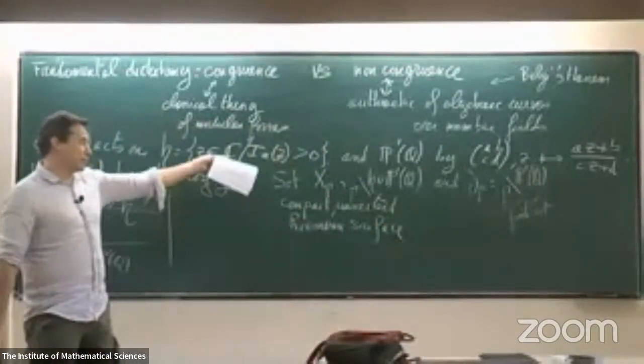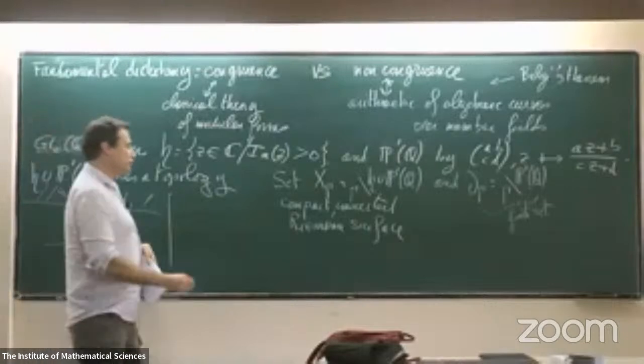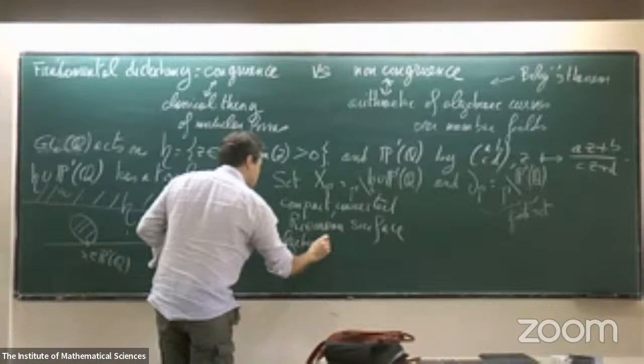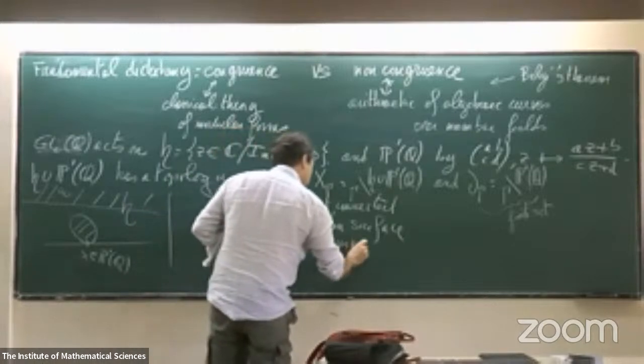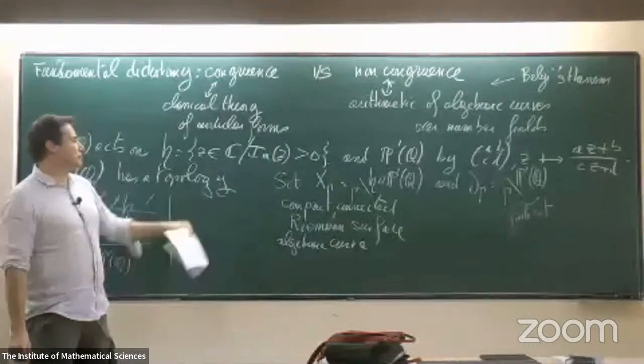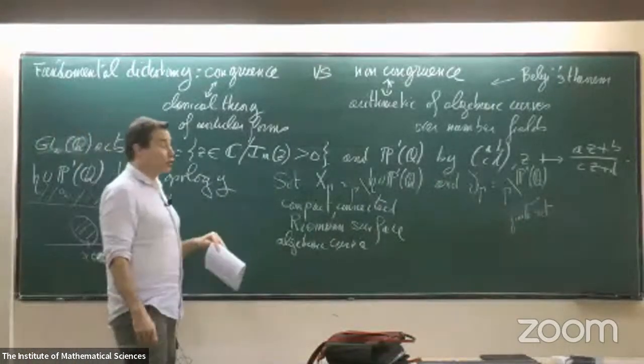And by the theory of Riemann surfaces, it's an algebraic curve. And in fact, this algebraic curve is defined over a number field.